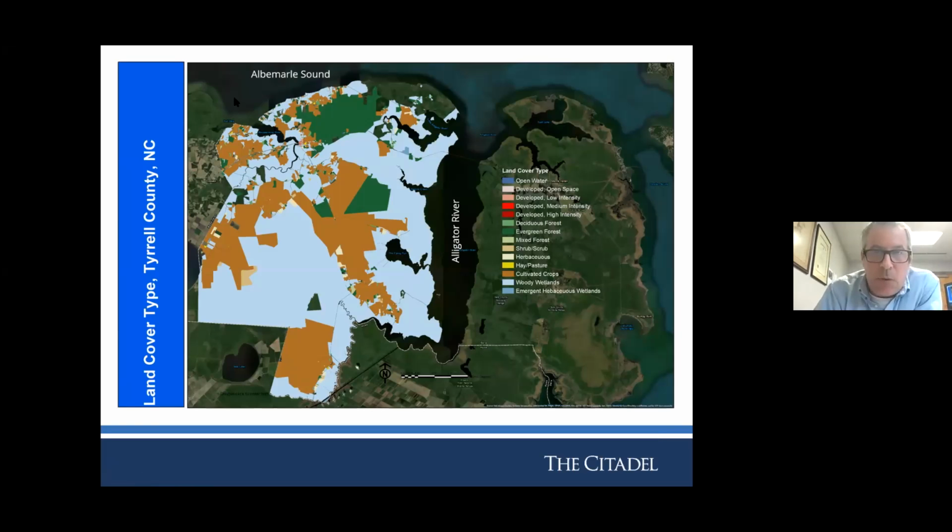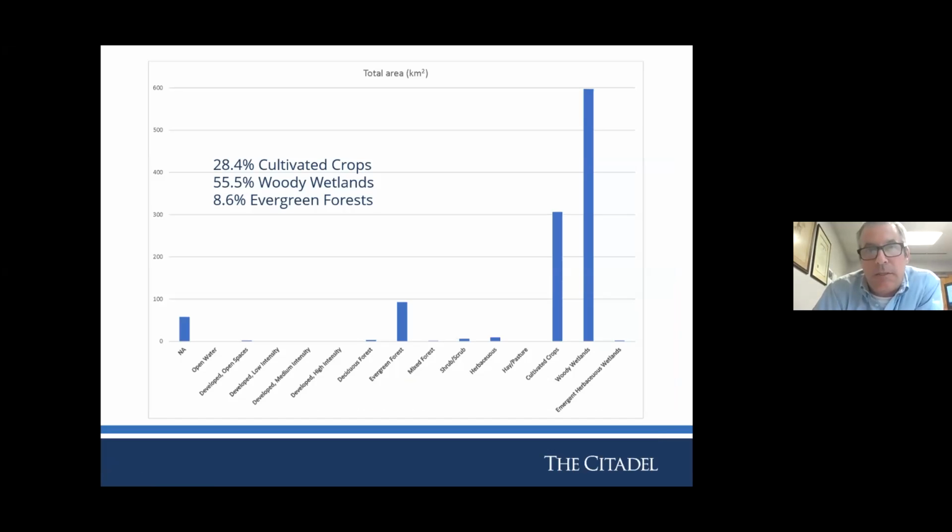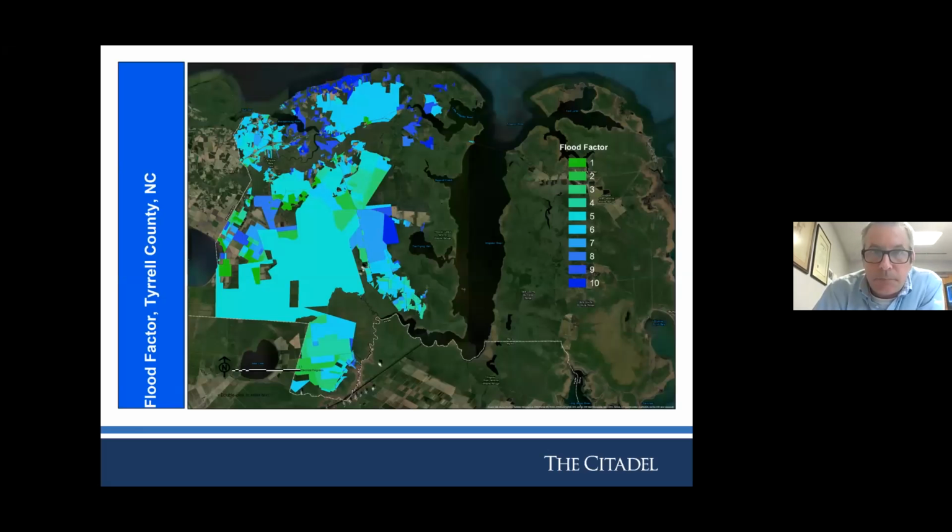You can see the majority, and I'll show a figure in a second, but the majority of land cover is woody wetlands, with the second being cultivated crops, and that's shown here in this figure of total area. 28% being cultivated crops, 55% being woody wetlands, and then 8% being evergreen forest. A very small amount is what we consider developed: open spaces, low intensity, medium, and high intensity.